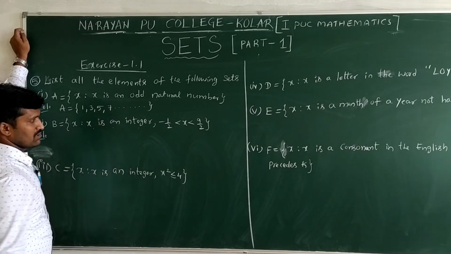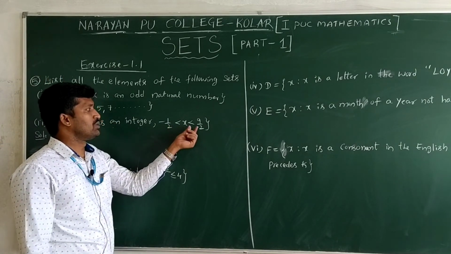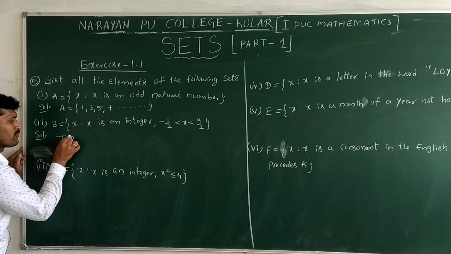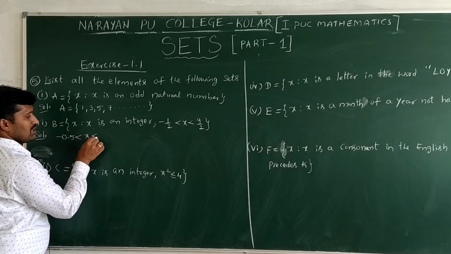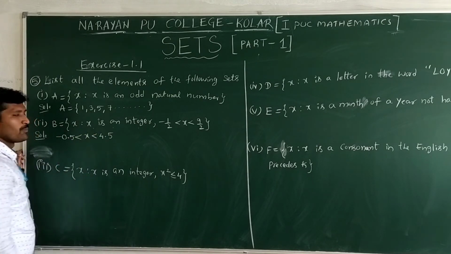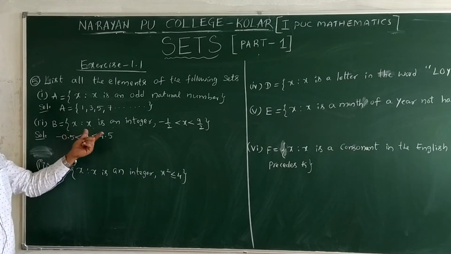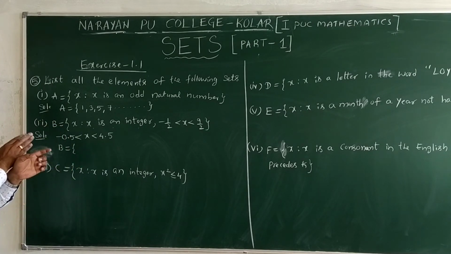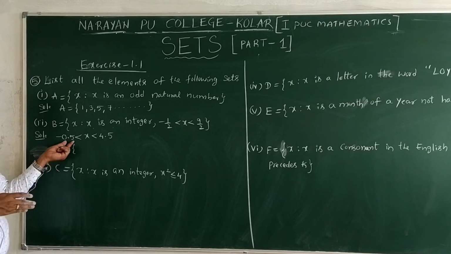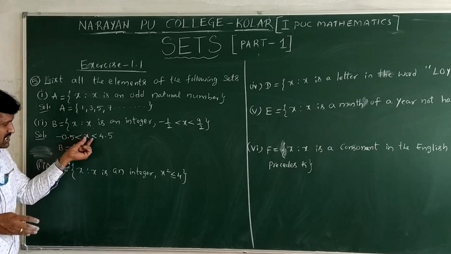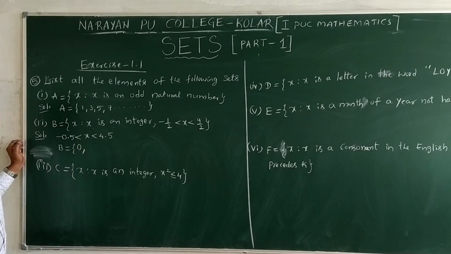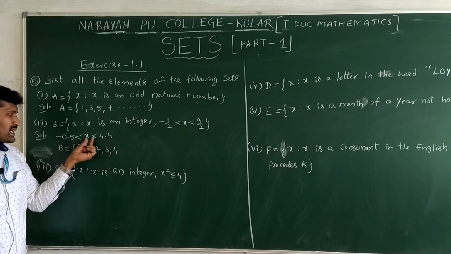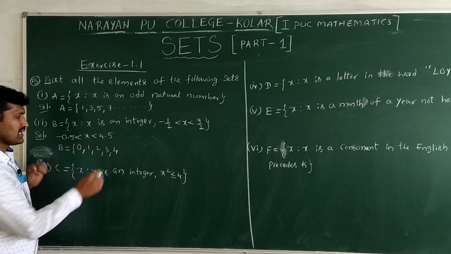Coming to next one. x is an integer, but x is lying between minus 1 by 2 and less than 9 by 2. That means minus 1 by 2 means what? Minus 0.5 less than x less than 9 by 2 means 4.5. In between this, we will take integers. 0 is on the left side next to minus 0.5, next to minus 1. That's why minus 0.5 less than x is more than this value. That's why 0, next 1, 2, 3, 4 only, because 4.6 is clearly not less than 4.5. So exactly 4 is the last integer.